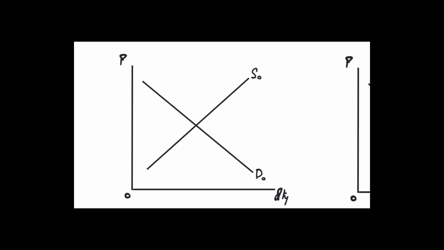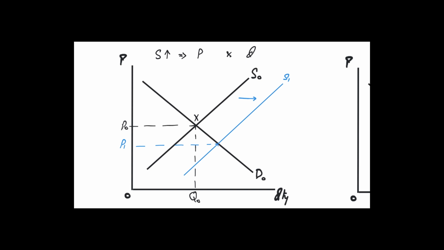Now we'll see the impact if, let's say, supply increases. What's going to happen to the price and what's going to happen to the quantity as a result of this? So your original equilibrium, and the supply increasing shifts away from the origin. That means it shifts to the right. And as a result, we have a new equilibrium with the price over here and quantity over here.